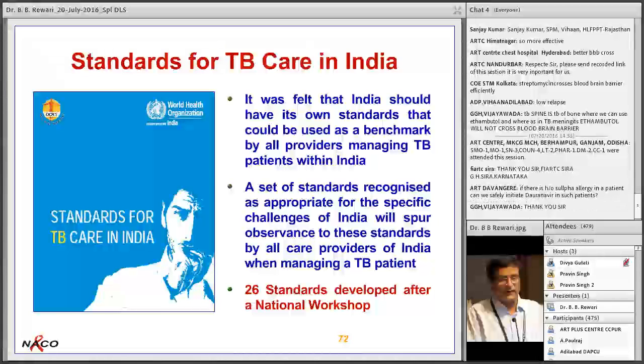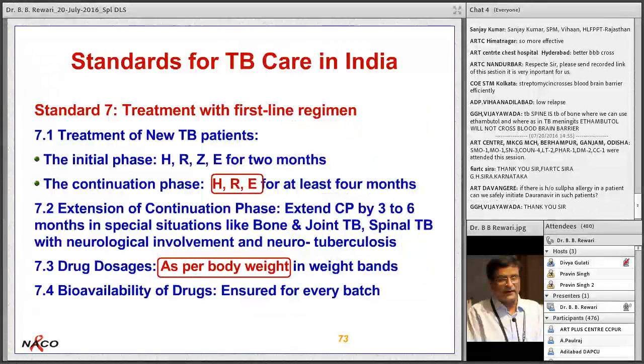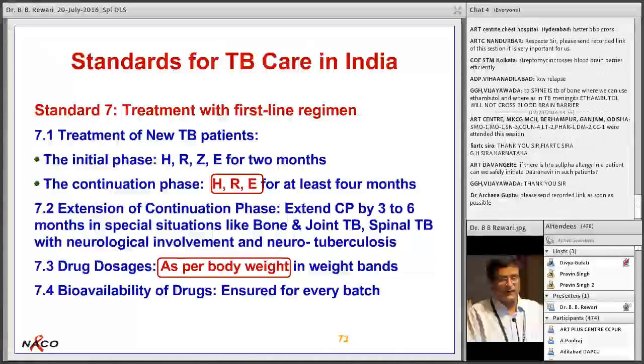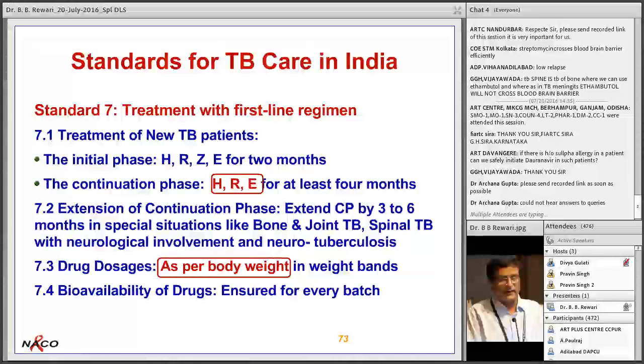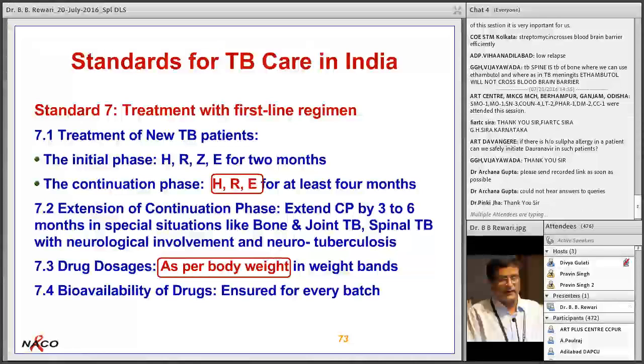Out of 26, standard number 7 pertains to the first line ATT regimen, and it very clearly says give HRZE for 2 months. The continuation phase should have HRE. If you saw the previous slide, it was only HR, because there was evidence that up to 15% of patients may have baseline INH resistance. So if 15% of patients have baseline INH resistance, then in the continuation phase they will virtually be taking only rifampicin. Though they are given INH and rifampicin, they are taking rifampicin only. So we have now added ethambutol. The continuation phase has 3 drugs, HRE.